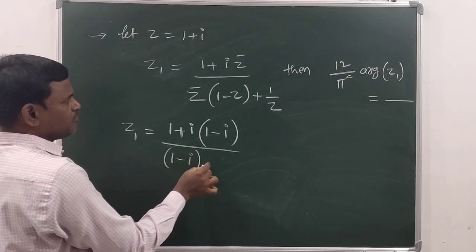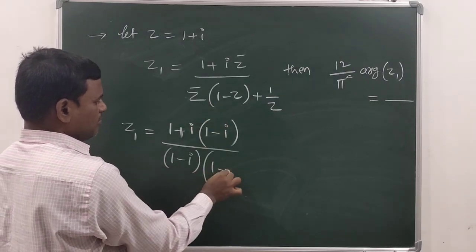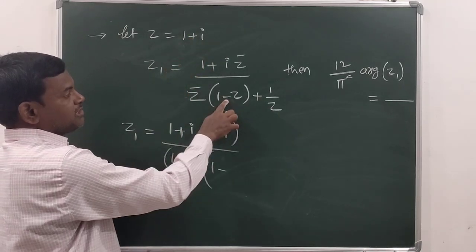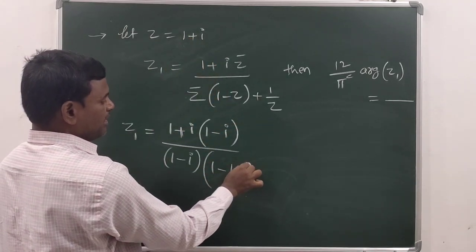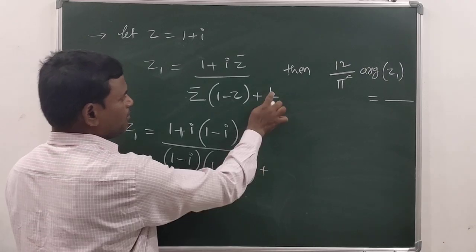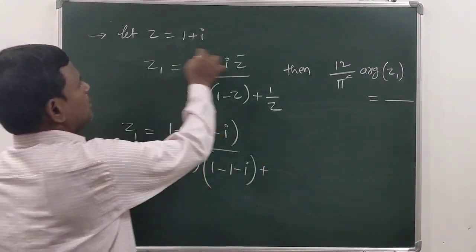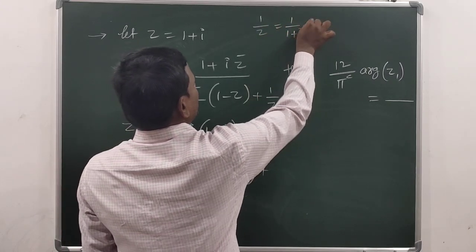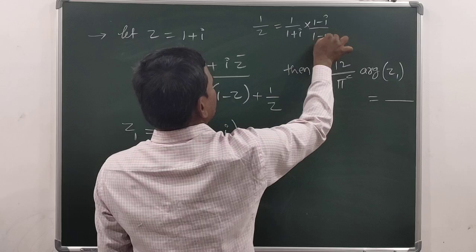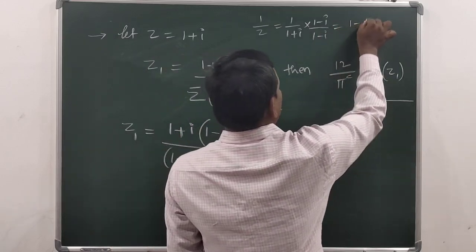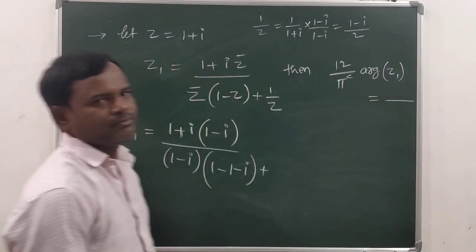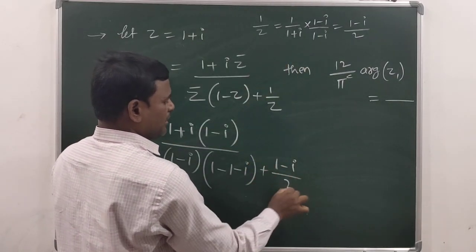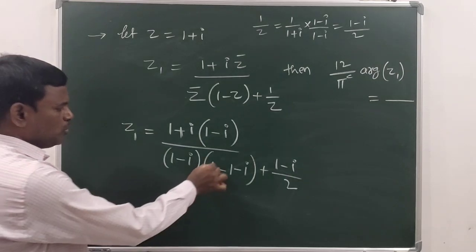Z bar means before i you have to change the sign: 1 − i. See, 1 − z. So before this, a minus sign is there. Open the bracket: −(1 − i) + 1/z. Now 1/z is how much? 1/z is equal to 1/(1 + i). Now multiply numerator and denominator with 1 − i, which gives (1 − i)/2. So in place of that, write (1 − i)/2. Now both of them cancel.